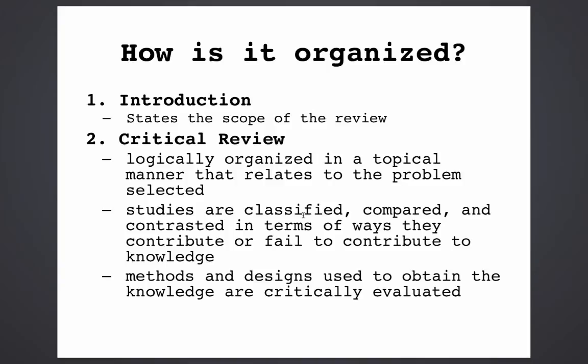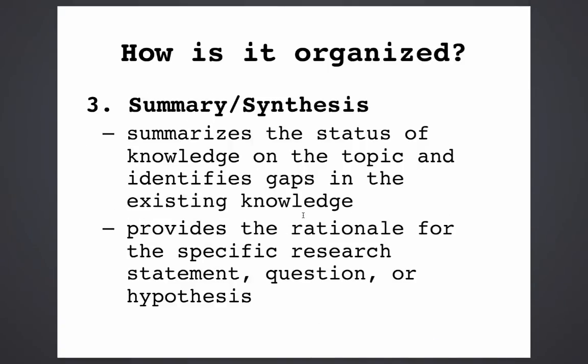Now this isn't a sequential listing of literature that's been done on the area of interest. It's logically organized in a topical manner, and it's very much related to the broad problem that's being studied. And then you are also focusing on where methods and designs are flawed so that you can point to how your study will improve upon or add to the current understanding of the literature. And finally, the last section of a literature review is the summary.